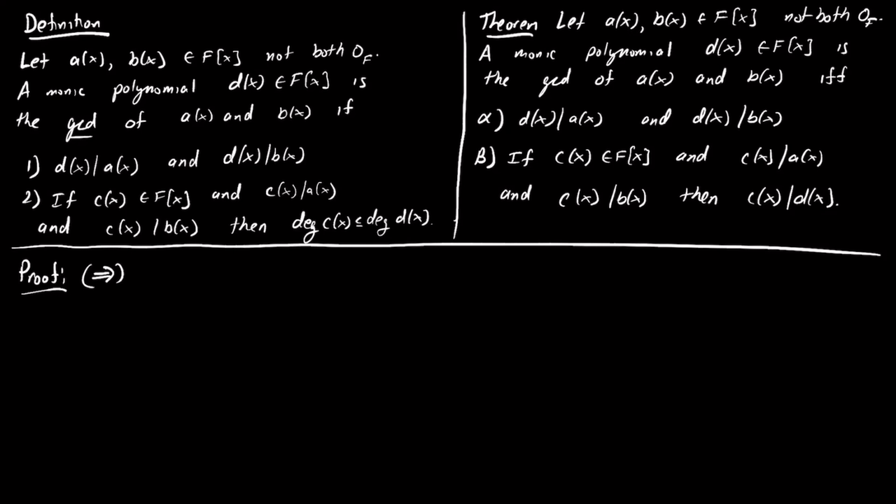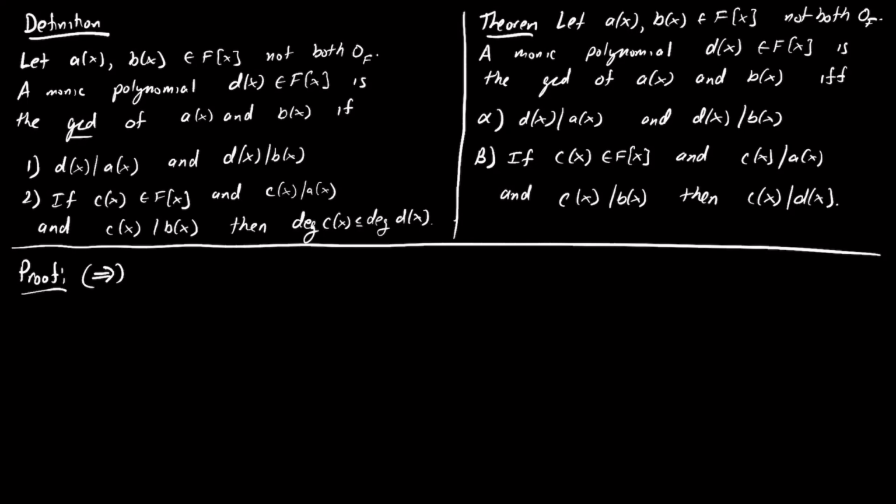The only thing that changes is that "C less than D" gets replaced, or "C less than or equal to D" gets replaced with the degree of C is less than or equal to the degree of D, right? So a lot of these proofs are going to look exactly the same as the proofs that we did in the integers in some earlier videos. Okay, so let's prove the forward direction.